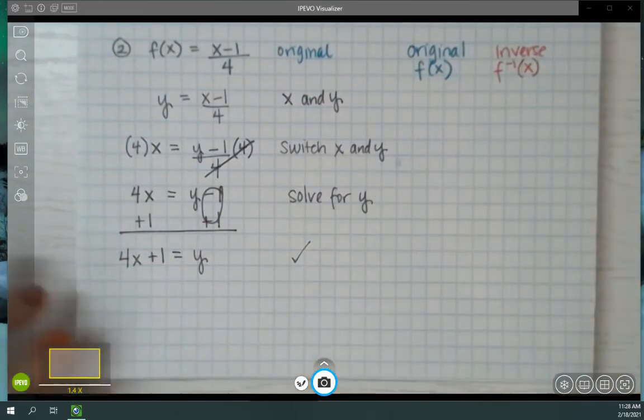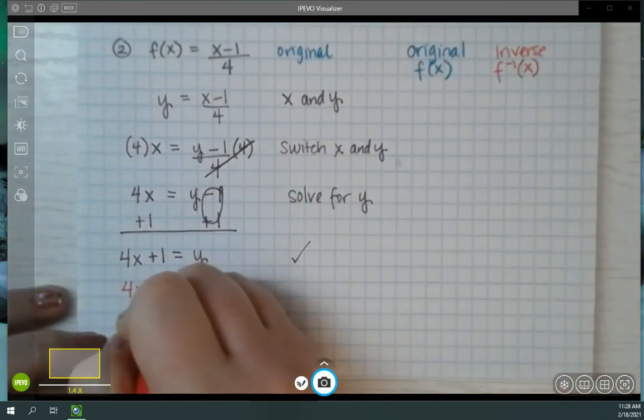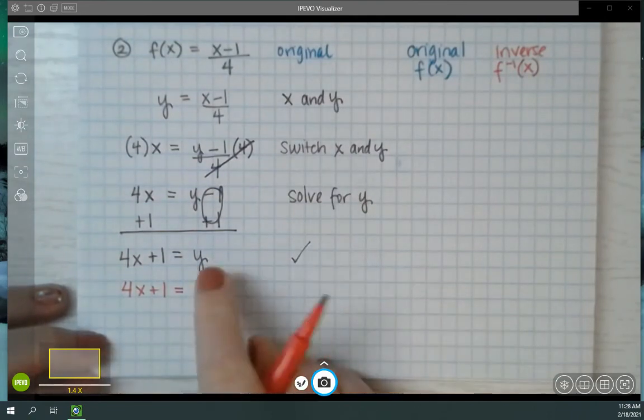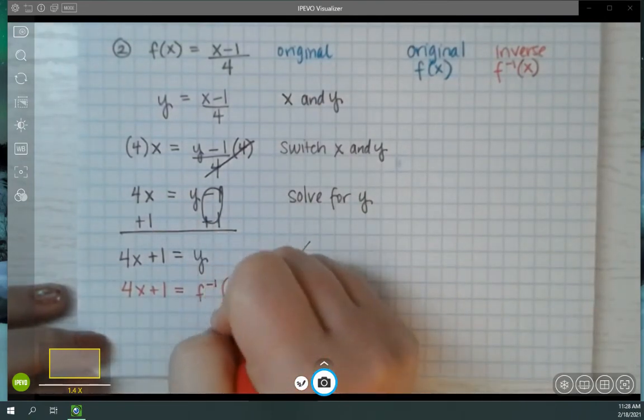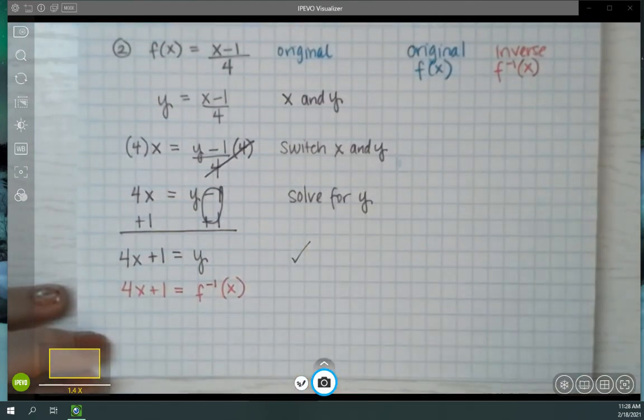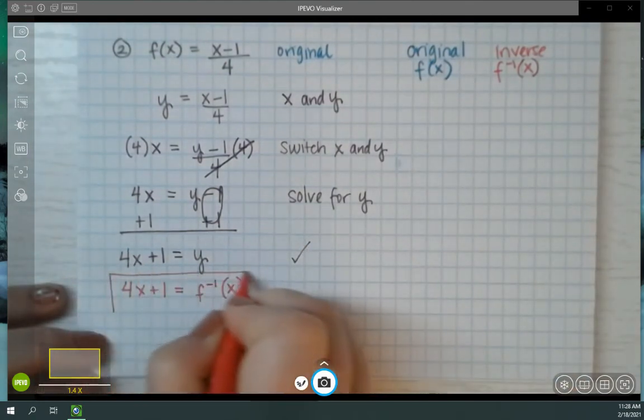All that means is that I write everything the way that I see it, but instead of the letter y, I'm going to put the inverse notation. And this is my answer, and I'm going to box it up.